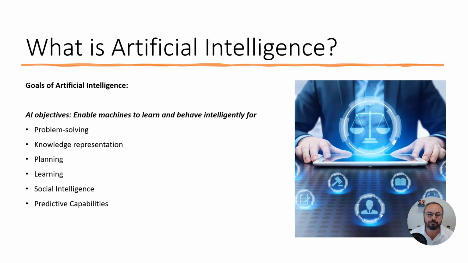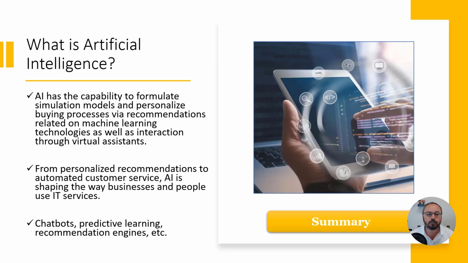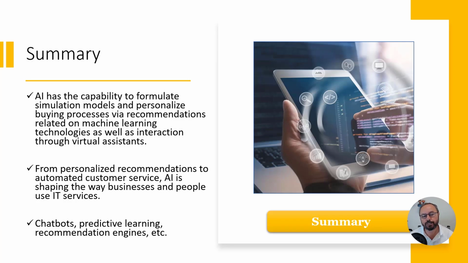And this is far from the only objective that AI can provide, but again, just to give you some insight around where it can fit in and what would be the real goals of AI. Now, in summary, AI has a lot of different capabilities, and we could use it from recommendation engines to how we could interact through a virtual assistant.